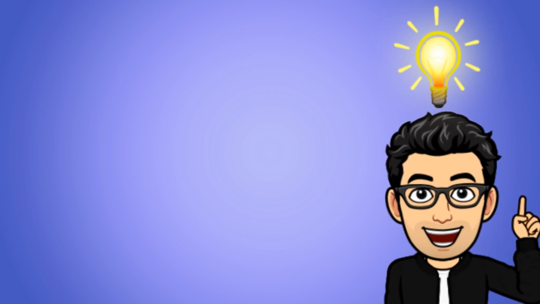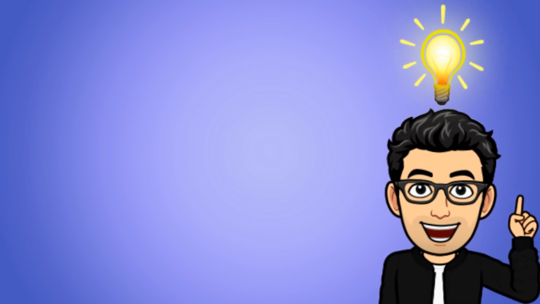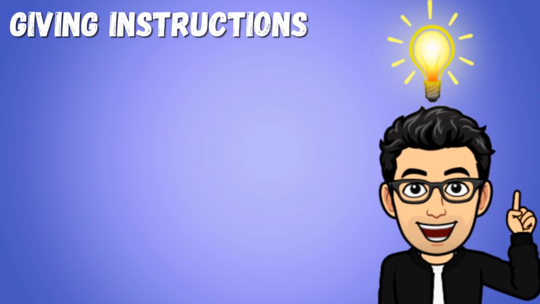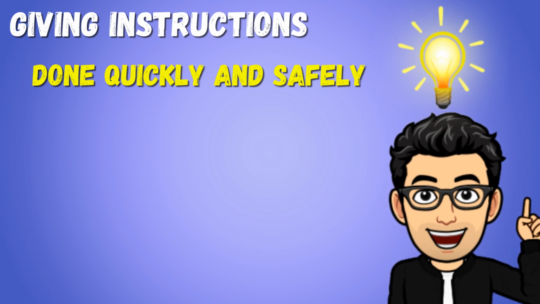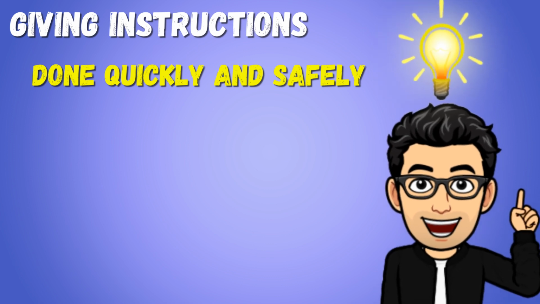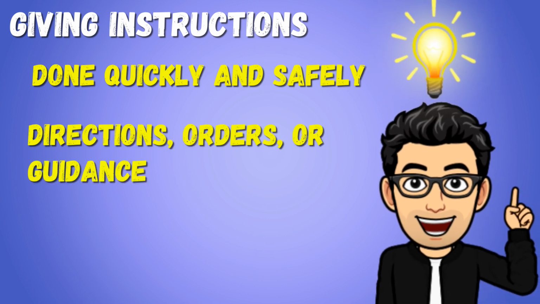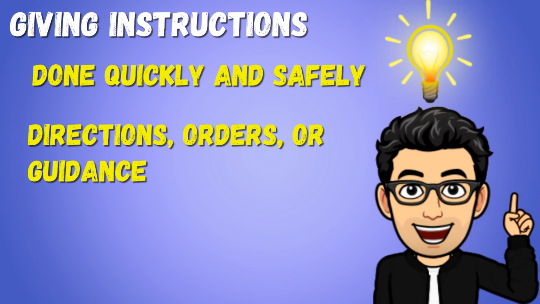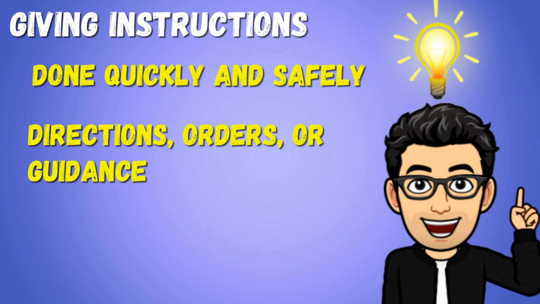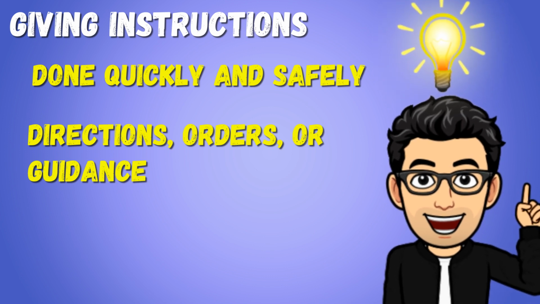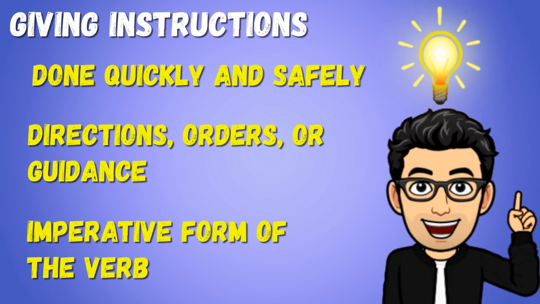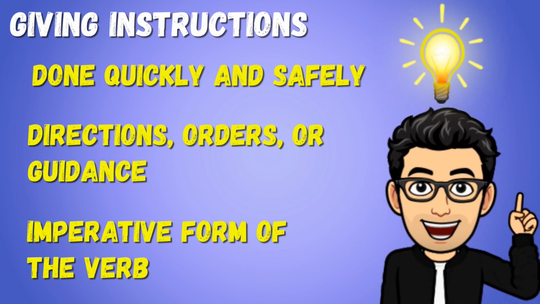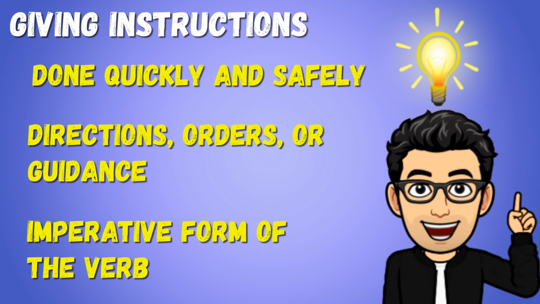Now let's move on to the second part of the oral language, which is giving instructions. You give clear instructions when you want something done quickly and safely. Instructions are directions, orders, or guidance about how something should be done or operated. In giving instructions, you use the imperative form of the verb. The imperative form is the base or infinitive form of the main verb used without a subject.